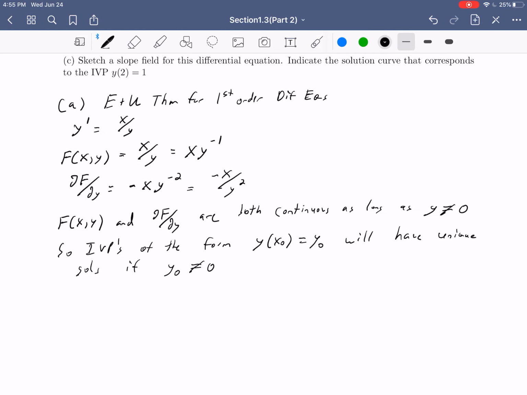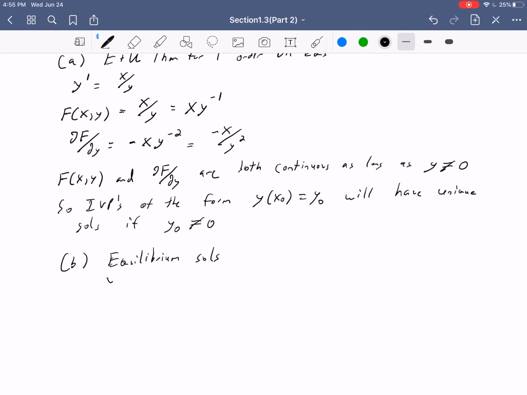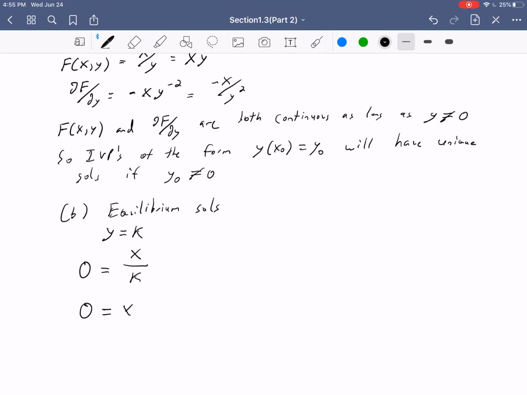All right, let's go ahead and talk about the equilibrium solutions. Well, for equilibrium solutions, remember these would be the solutions of the form y equals k. So we're going to plug in y equals k into this, and of course if y equals k, then the derivative is going to be 0. So we've got to solve 0 equals x over k. If you attempt to solve that, you get 0 equals x.